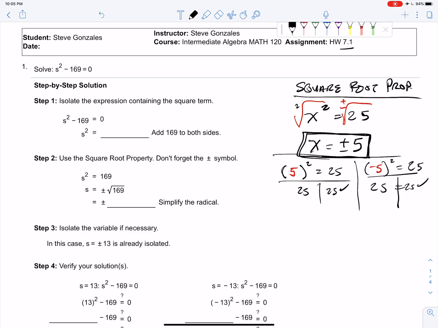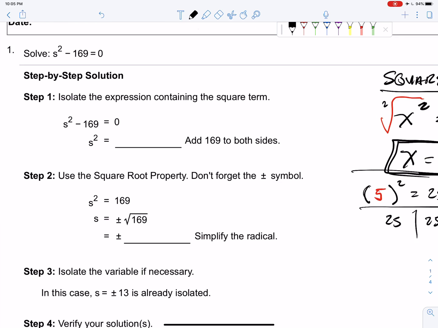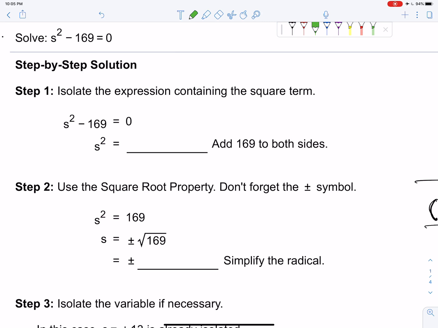Okay, let's go ahead and get started. Number 1 is going to do a step-by-step solution here. It says isolate the expression containing the square term. So how would we isolate that? Well, we isolate it just by adding in this case. So we're just going to add 169, because we're doing the opposite of subtracting 169. So we add 169 to both sides, and that gives us s squared equals 169.